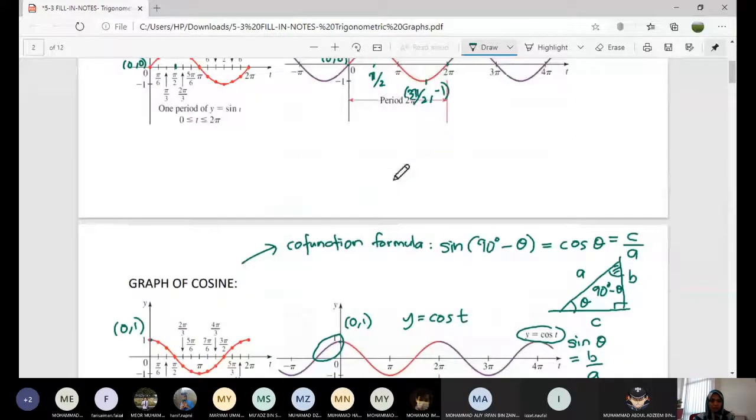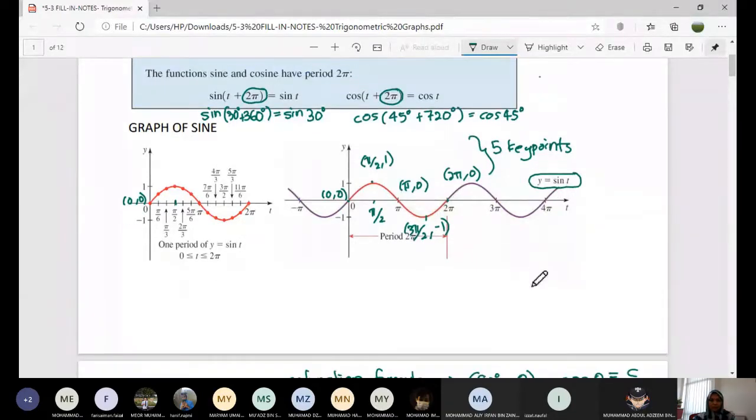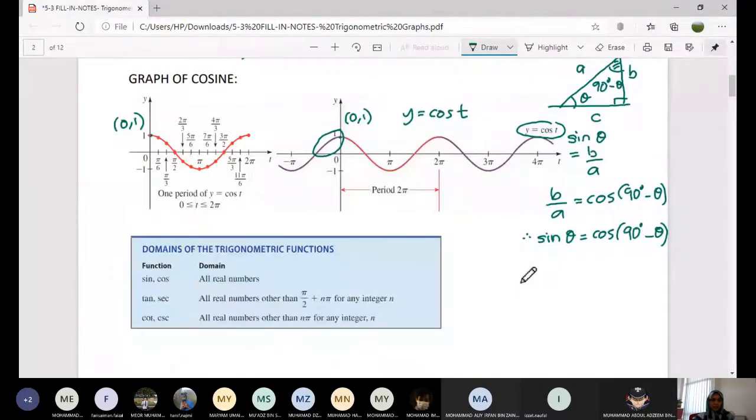Previously, we had the graph of sine. This one is the graph of sine, y equals sine t. So this is the relation between sine and cosine. They differ only by 90 degrees. Okay, and next we want to look at the domain of the trigonometric functions.